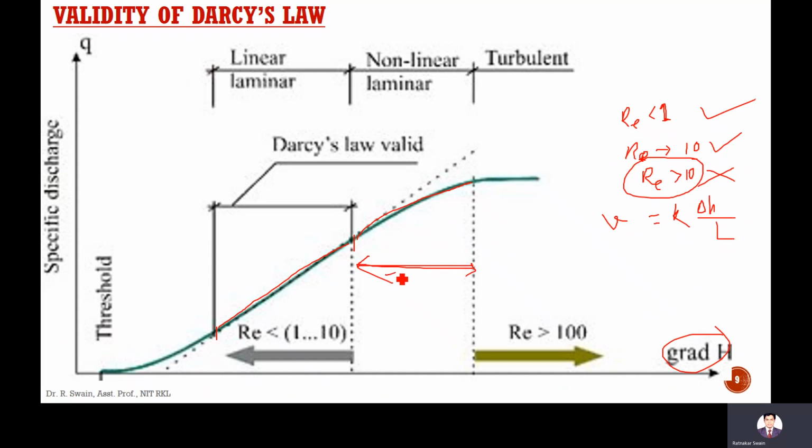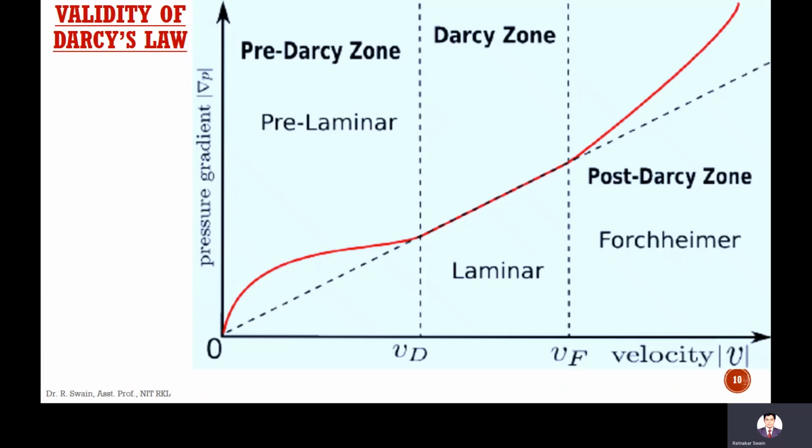You can say this is the transition region. In the transition region, it's not valid. And here, when the Reynolds number is more than 100, the flow is turbulent. Here it's not valid. So this is about the validity of Darcy's law.